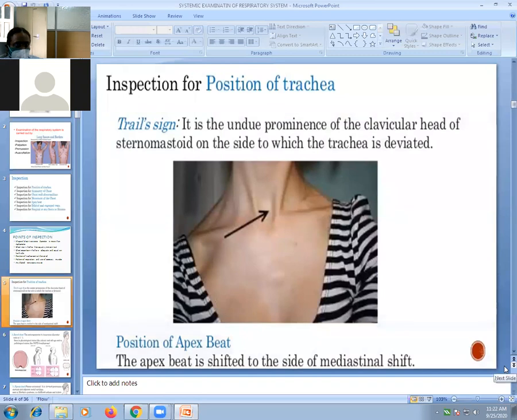Now what is Trail sign? There is undue prominence of the head of sternocleidomastoid muscle on the side to which trachea is deviated. Normal position is central, but if it is deviated to right side, then the head of sternocleidomastoid muscle becomes more prominent, and that is called Trail sign.